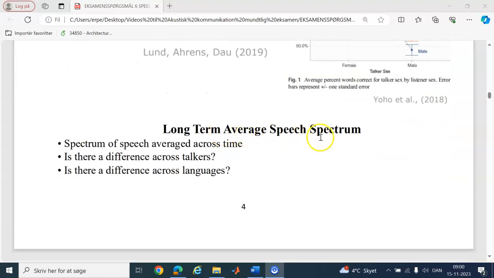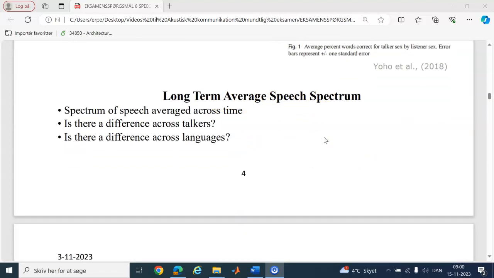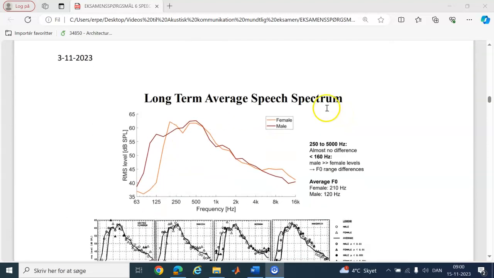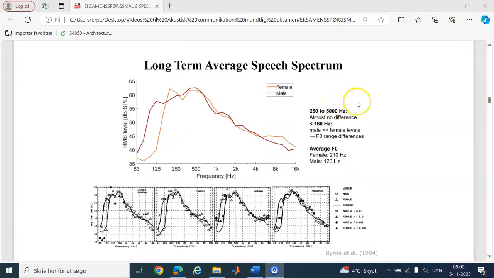Long-term average speech spectrum. Now we come to the long-term average speech spectrum. What is this? It is the spectrum of speech averaged across time. And we can find out, is there a difference across talkers? Is there a difference across languages? Here we have some female and male talkers, with frequency on the x-axis, normally logarithmic, and root mean square level in dB SPL.